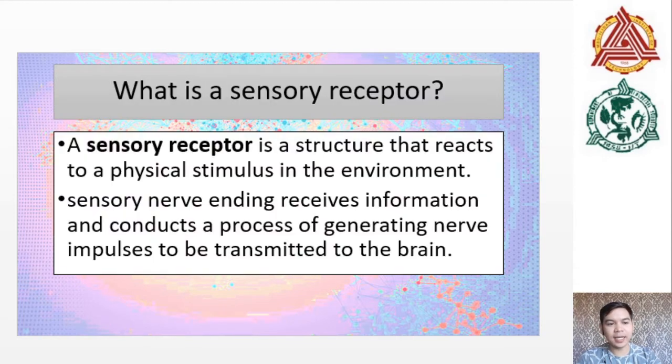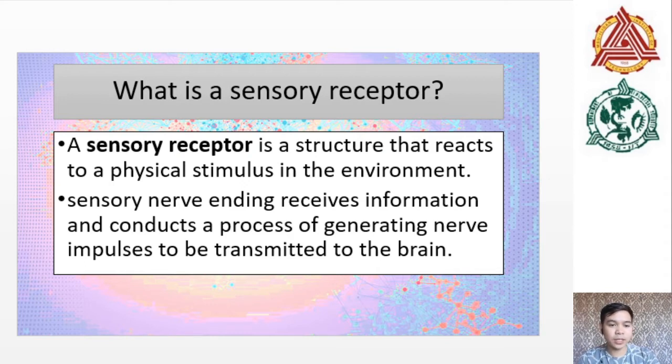So what is a sensory receptor? A sensory receptor is a structure that reacts to a physical stimulus in the environment, whether it's from the internal or external environment. Here, the sensory nerve ending receives information and conducts a process of generating nerve impulses to be transmitted to the central nervous system, particularly the brain, for interpretation and perception.